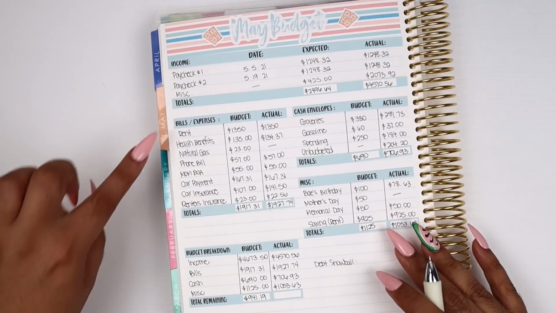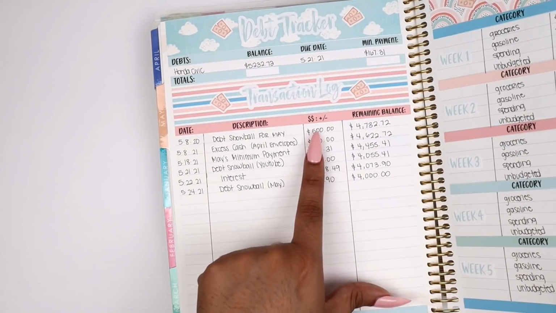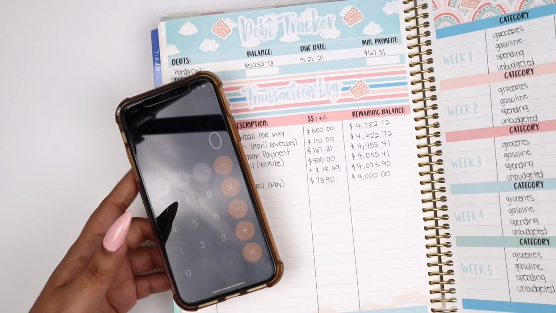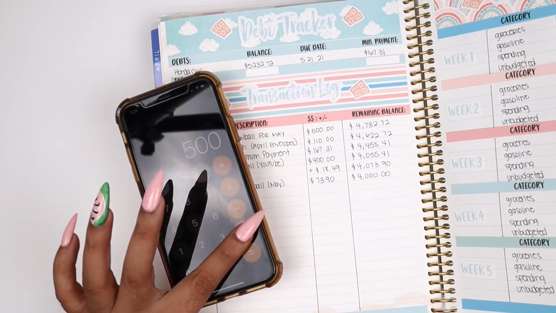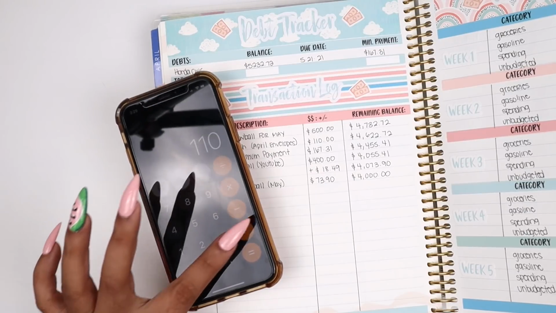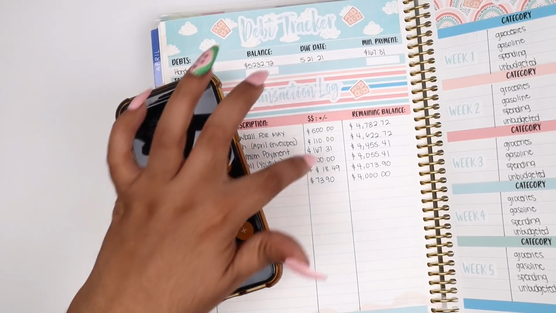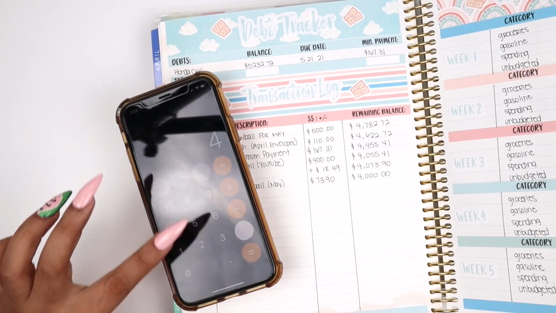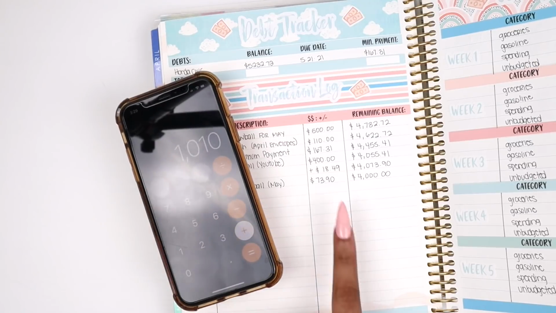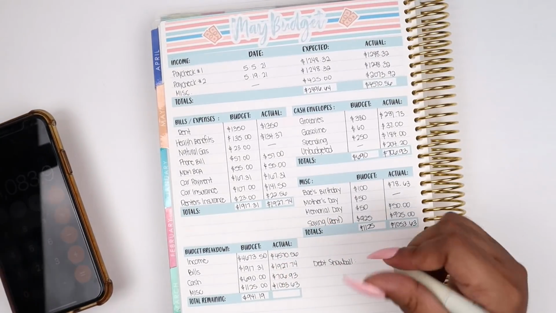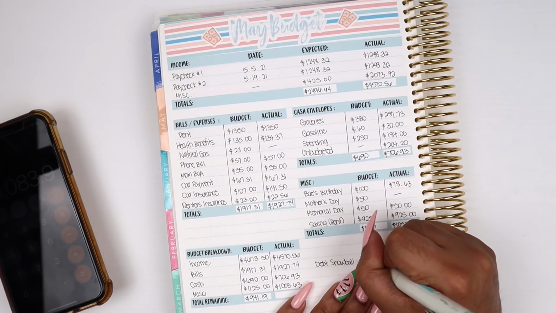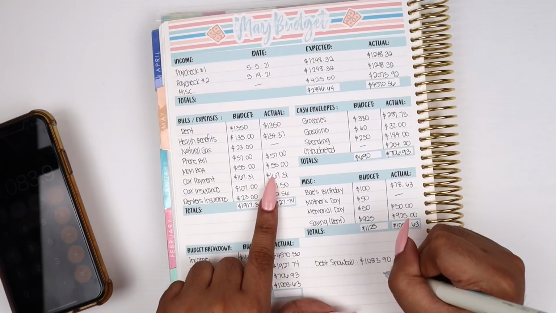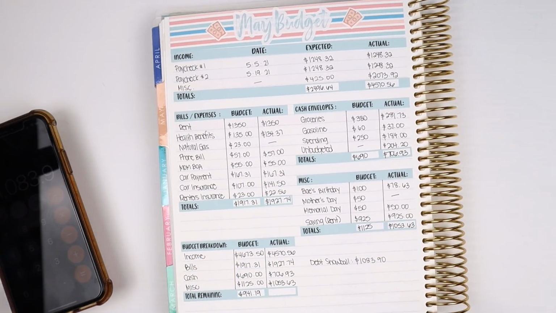Now something that I'm gonna add here on the side is debt snowball. I'm gonna take that number from this area and add up everything that I threw at my debt. So I take $500 plus 110 plus 100. No, I'm gonna skip the minimum payment because that's already in my bills. I'm gonna do 400, and the $73.90. So for my debt snowball total, I threw $1,083.90 without my car payment, because that's already taken care of up here.